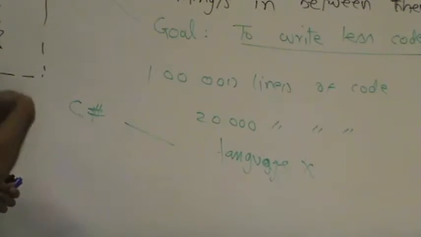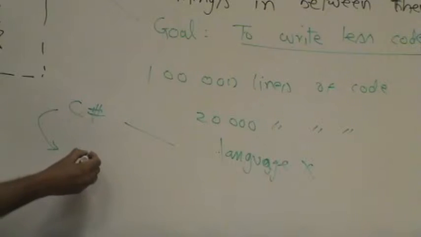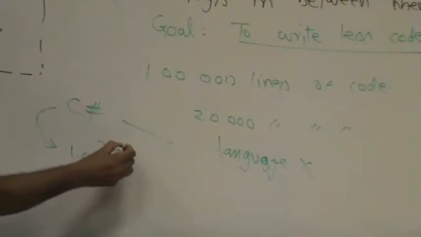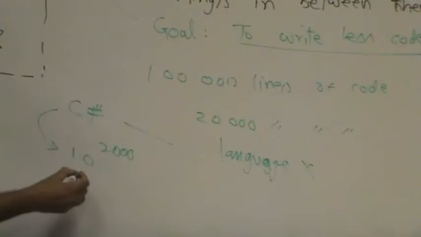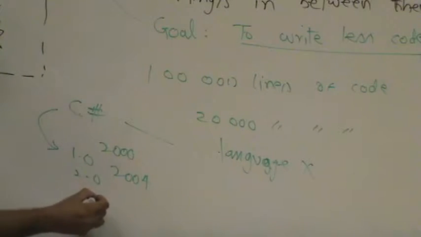Okay, so even in C#, for example, remember I said when it was introduced in 2000, the version of the language was 1.0, then 2004, 2.0, and so on.